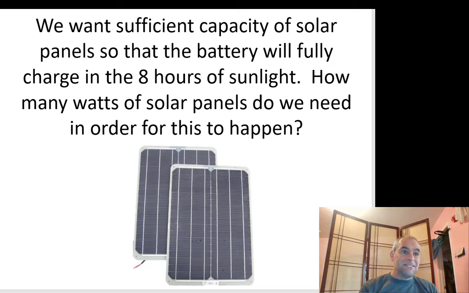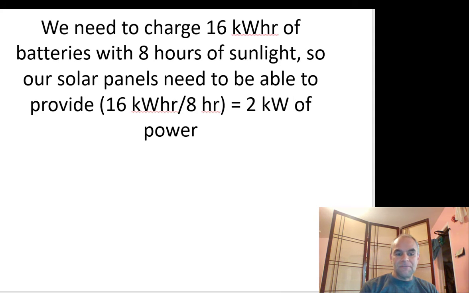So, we need 16 kilowatt hours of energy to be collected, at least that amount during the day. But we have 8 hours to do it. So 16 kilowatt hours divided by 8 hours is going to tell us how much power of solar cells we need in order to collect that much energy over that time period. So 16 kilowatt hours divided by 8 hours is 2 kilowatts. So our solar panels have to be rated at least at 2 kilowatts in order to make this happen. So now the question is, what area does that represent?